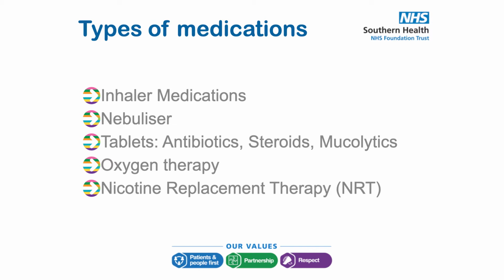The types of medications we're going to talk about. First of all, we're going to talk about inhaler medicines, all the different medicines that are inside your inhalers. We're then going to go on to talk about nebulizers, nebulizer therapy. We're then going to talk about some tablets, the common tablets that are used with people with lung conditions. We're then going to talk a little bit about oxygen therapy and how oxygen might be used to help people. And the last tablets we're going to talk about are nicotine replacement therapy. There's some tablets that can really help people if they haven't managed to give up smoking. So if you're still smoking, please do take a look at that session.